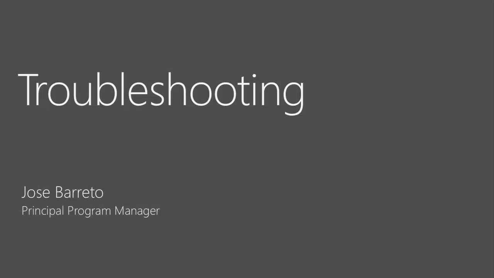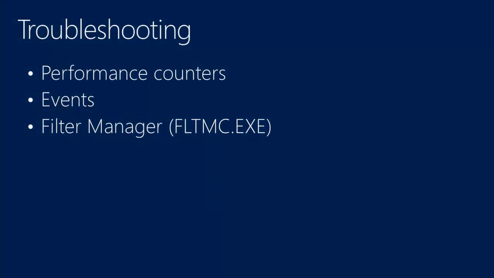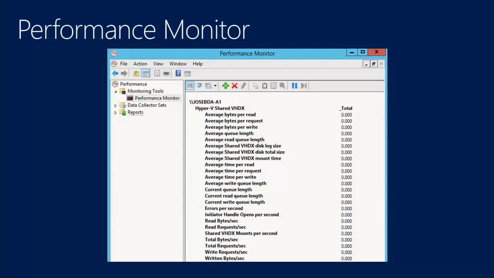I want to just spend some time looking at troubleshooting. We have a few things that we have introduced to properly support this new scenario. We have a few new performance counters, events, and a little note on the filter manager. First, we have performance counters for the shared VHDX, so you can actually go and look at what the traffic is like on that specifically. And we also have some specific things about the fact that it's shared, so what's the queue length, if you have any errors, the time it took to mount the VHDX. All these are a new set of performance counters under Hyper-V shared VHDX.